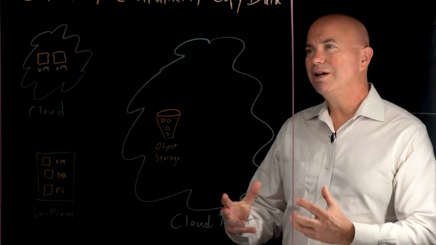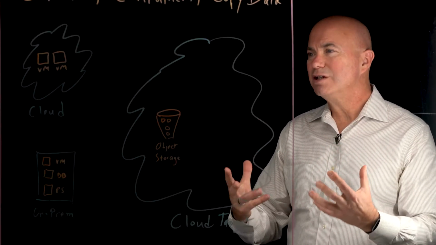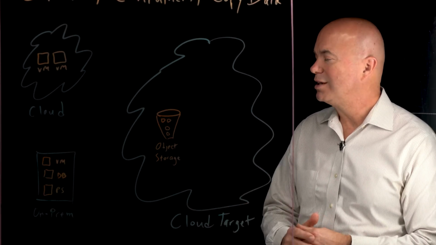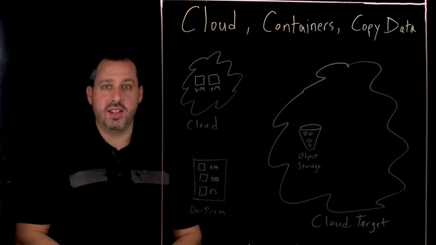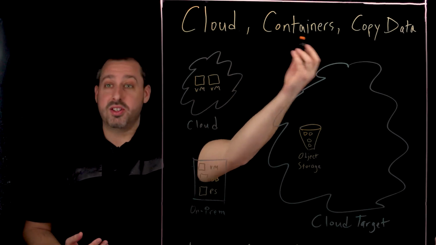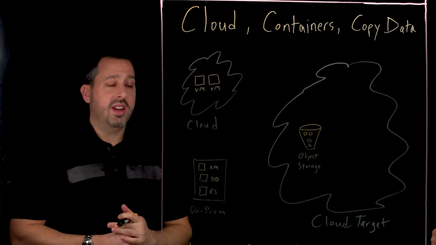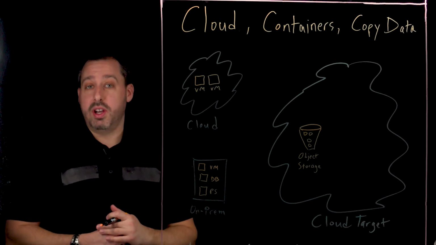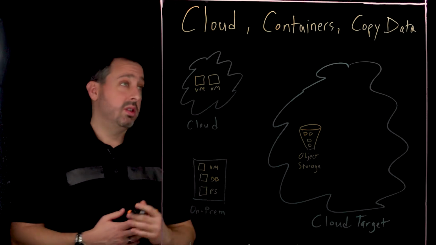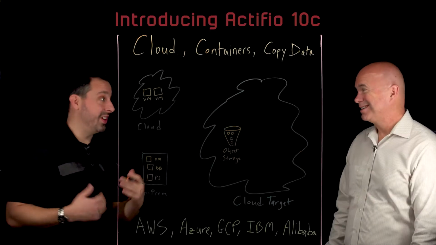So let's talk about these three initiatives and how you are helping people do it with your new 10c release. Sure. So Actifio 10c, people wonder what the C stands for. Well, it stands for cloud, containers, and copy data. What we've done is essentially extend our already unique capabilities when it comes to cloud, containers, and copy data. It's a pretty cool release.